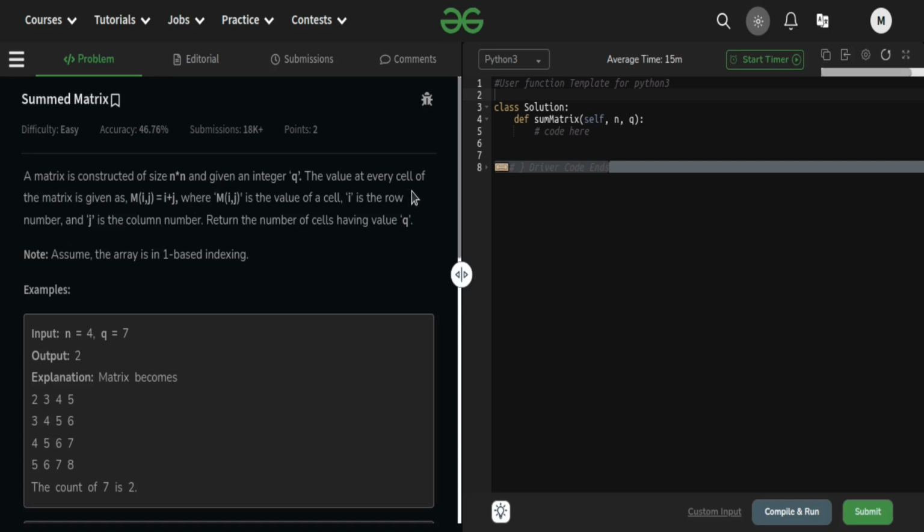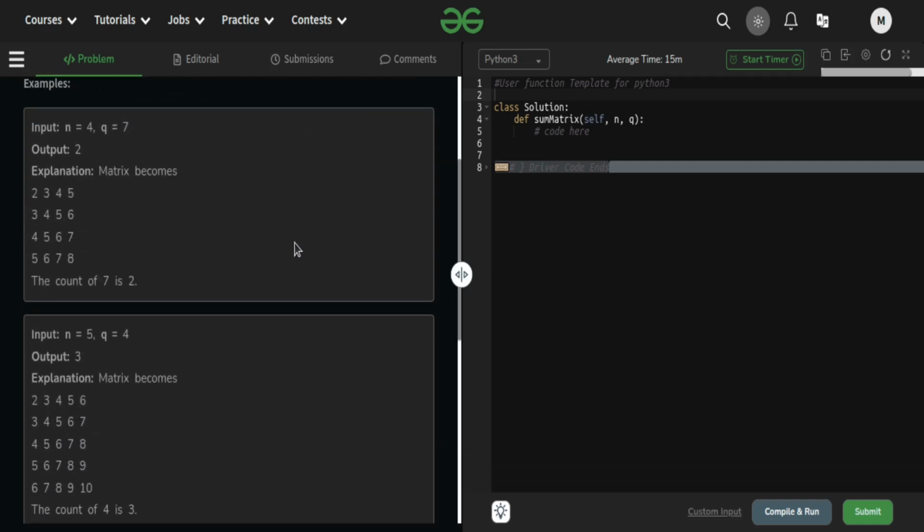The value at every cell of the matrix is given as M[i][j] equals i plus j, where M[i][j] is the value of the cell, i is the row number and j is the column number. Return the number of cells having value q.